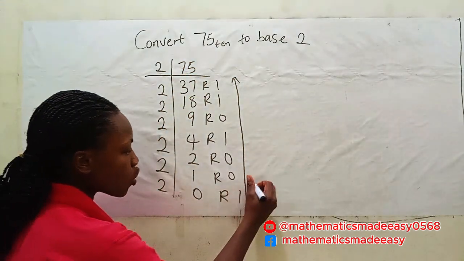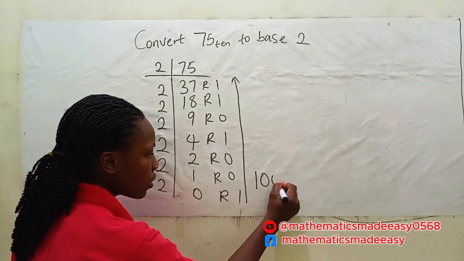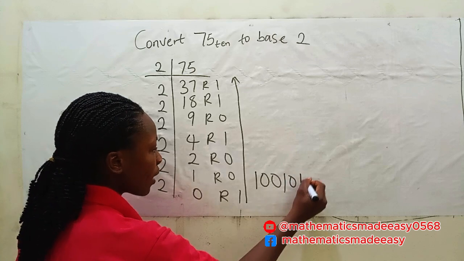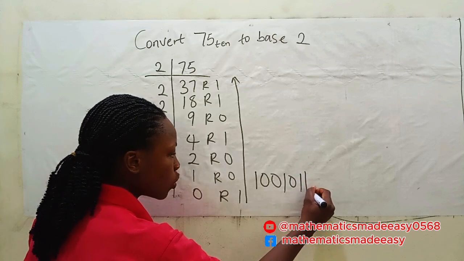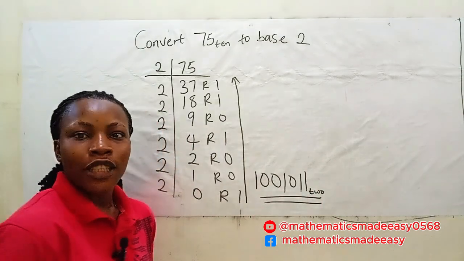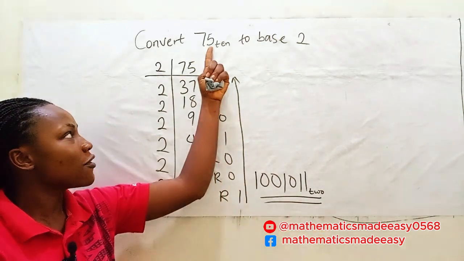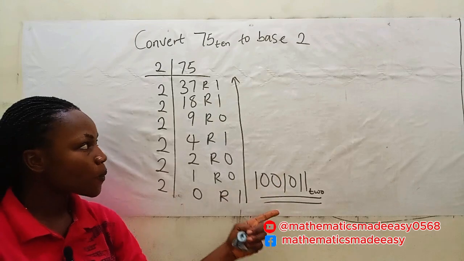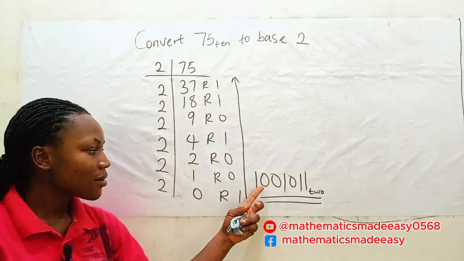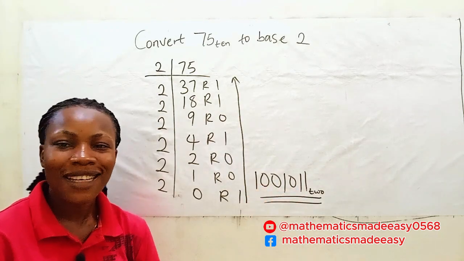So our answer is going to be 1 0 0 1 0 1 1 in base 2. So this is our final answer. We have converted 75 in base 10 to this in base 2. That is 1001011 in base 2. As simple as that.